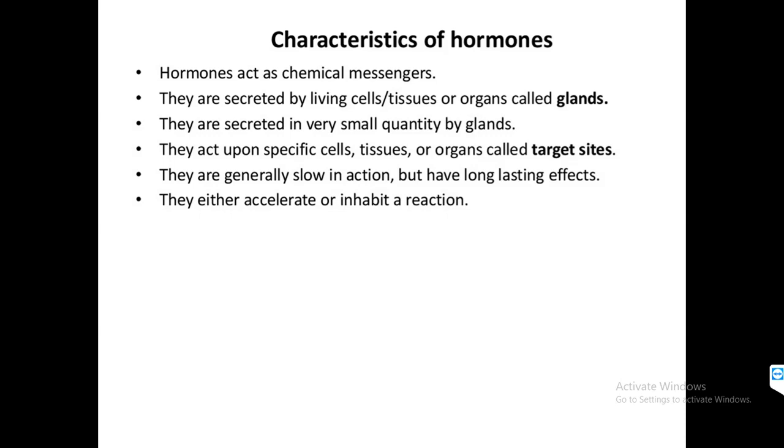So, they are secreted mostly in very small quantity by the glands, because they are required in very small quantity, because only a very small quantity of hormone is responsible for carrying out various drastic actions. They act upon specific cells, tissues or organs called target sites. So hormones are not released anywhere; they are released whenever and wherever they are required. When they are required at that particular target site, they are released by the glands. They are generally slow in action, but they have a long lasting effect.